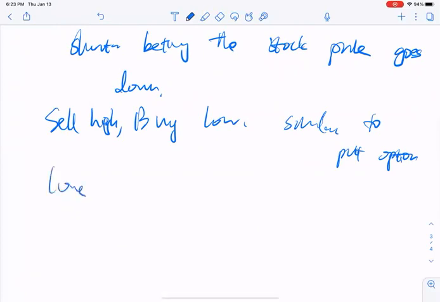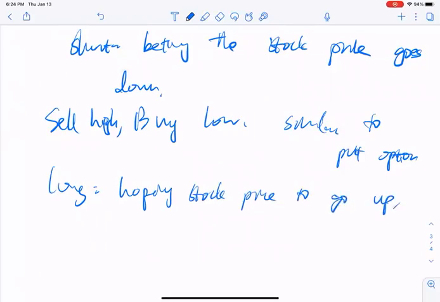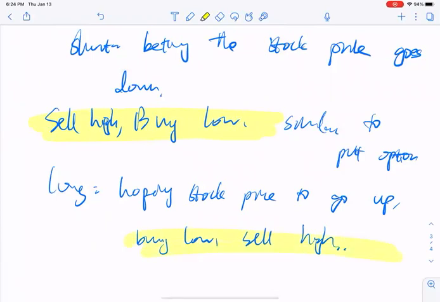And long position is you're hoping or you're betting the stock price to go up. So technically it's buy low, sell high. Keep in mind that this is sell high, buy low. The order matters, okay? And this is buy low, sell high. The order matters, right? Long position is right now the price is low and you're anticipating it to increase. So you buy a lot, you're hoarding lots of stocks and waiting for the moment that it goes to a certain point and you sell them so that you earn lots of money, right?